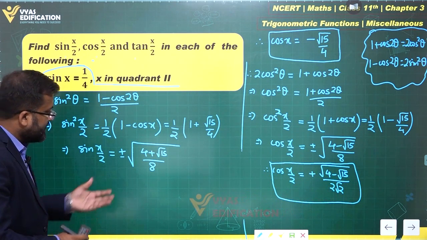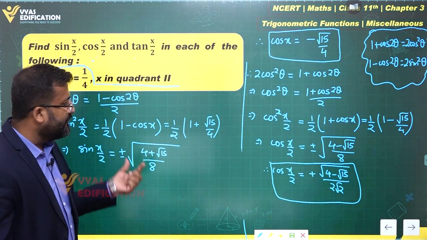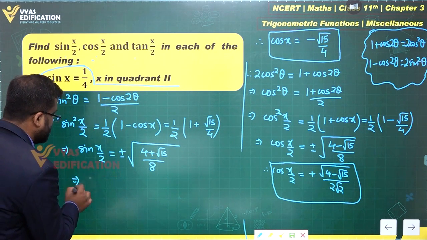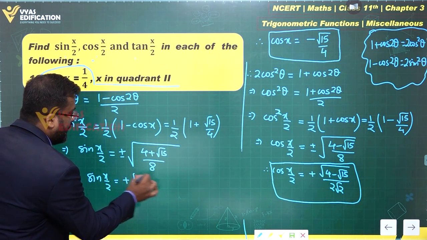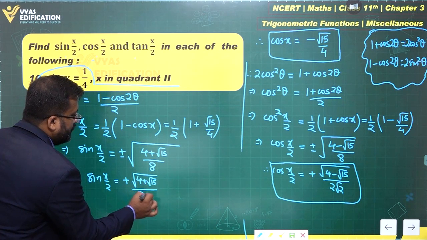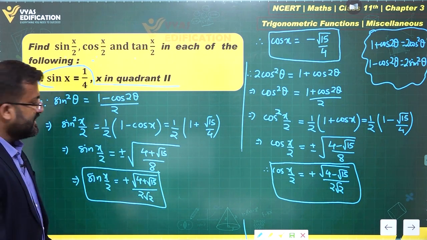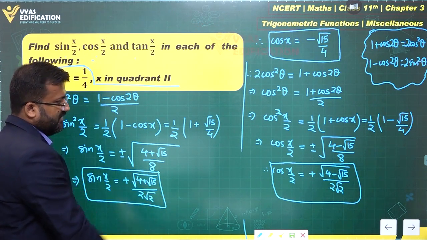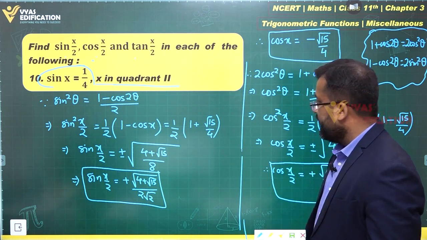And which value will you consider? Will you consider the plus value or the minus value? We know that x by 2 lies in the first quadrant, therefore we'll consider the plus value. Sin x by 2 is equal to plus square root of 4 plus square root of 15 divided by 2 root 2. We can multiply and divide by root 2 to rationalize this denominator as well, but let's leave the answer at this stage. Once you have done this much, what next?